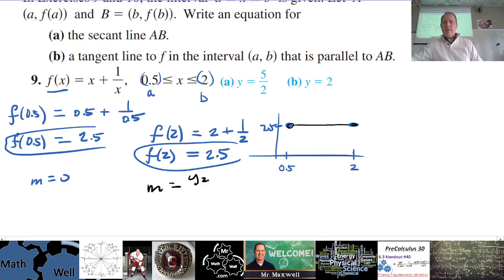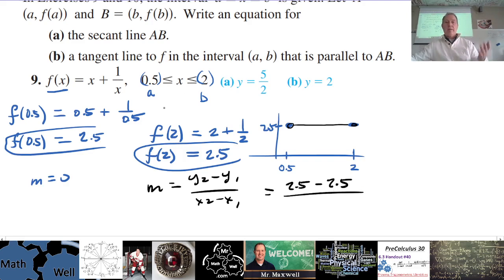m is y2 minus y1 over x2 minus x1. That's the slope of the line connecting any 2 points. And so y2 is 2.5 minus y1 is 2.5, and then we have 2 minus 0.5. So that equals 0. Good with that?